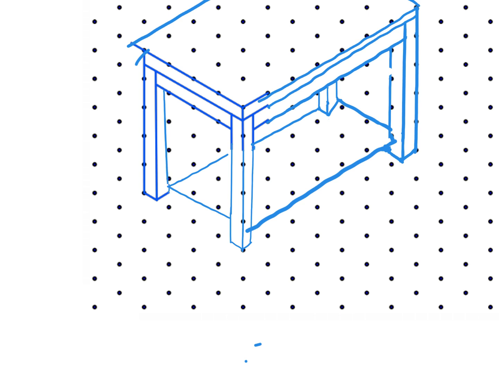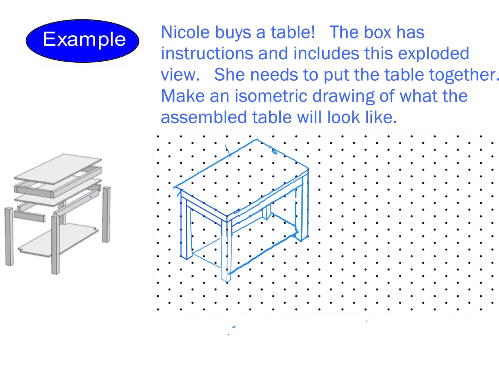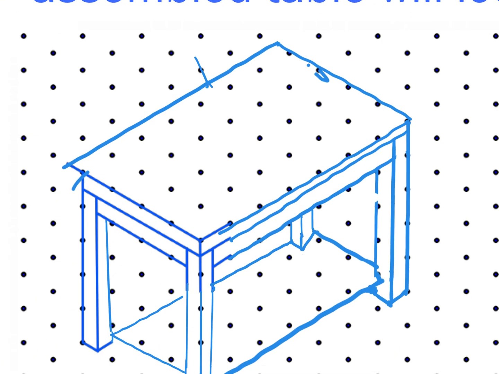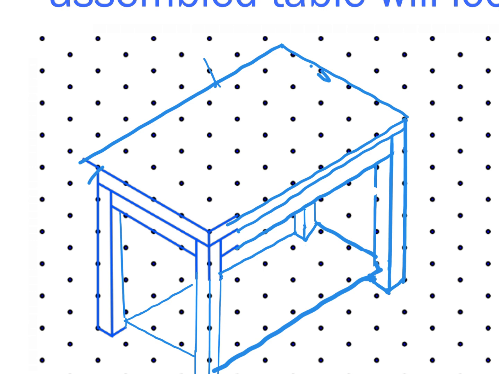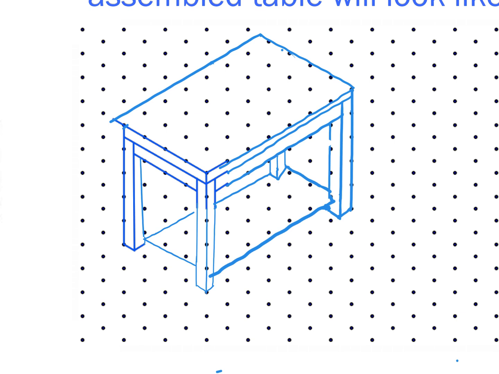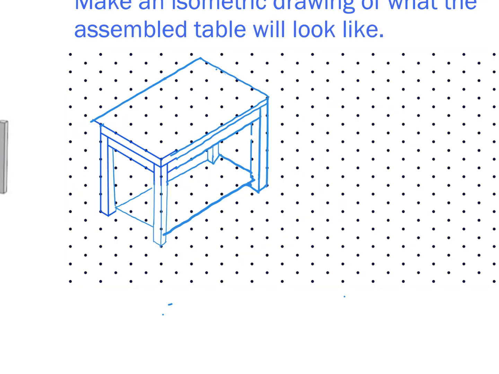It is not perfect, but not bad, I guess. I'll clean up a couple parts here that seem to have gotten on here somehow. There we go. Right, so there's our isometric drawing of our table. All right.